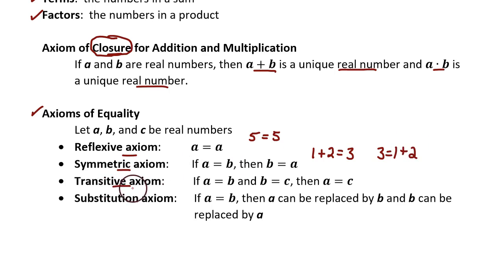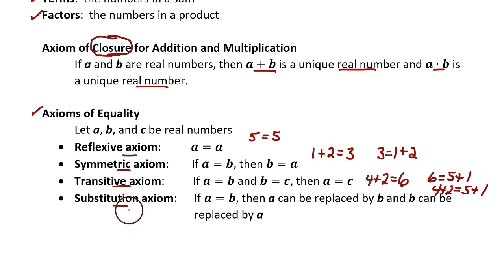Next is the transitive axiom. If A equals B and B is equal to C, then A is equal to C. Does that make common sense? Here's an example with numbers. Let's say 4 plus 2 is equal to 6, and that 6 is equal to 5 plus 1. Therefore, 4 plus 2 is equal to 5 plus 1.